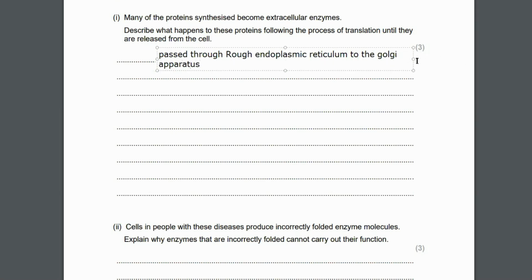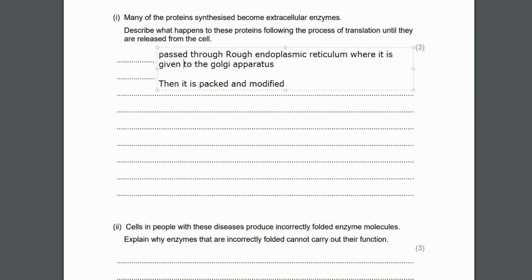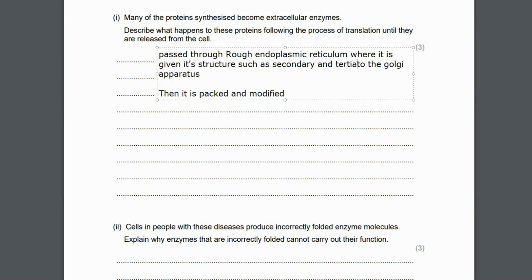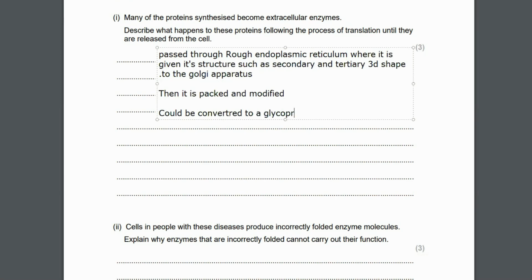Oh my gosh, we've done this question like 50 times, worded in different ways. So it's passed through the RER, the rough endoplasmic reticulum, to the Golgi apparatus or Golgi body. Okay, if we want, we can talk about at the RER, the protein structure is decided. So it gets a secondary structure with the hydrogen bonding, it becomes alpha or beta, and then it gets the tertiary structure, the 3D shape. It's then sent to the Golgi apparatus through the RER, where it is packaged and modified.